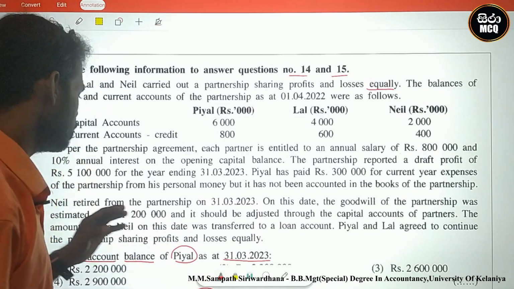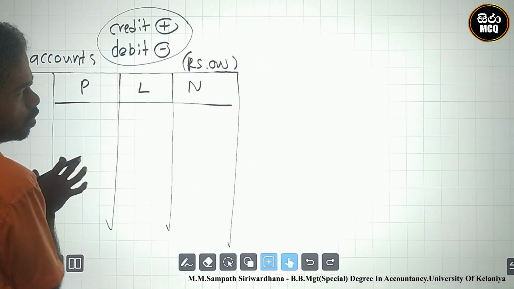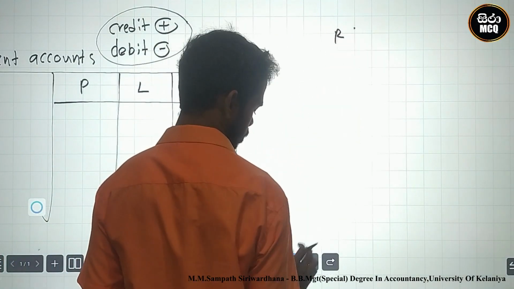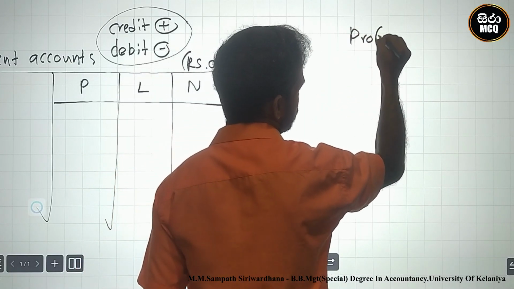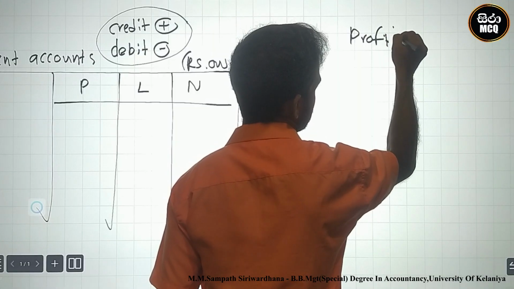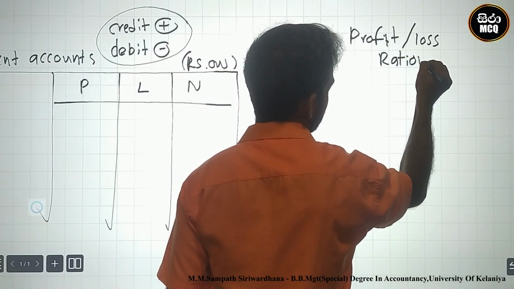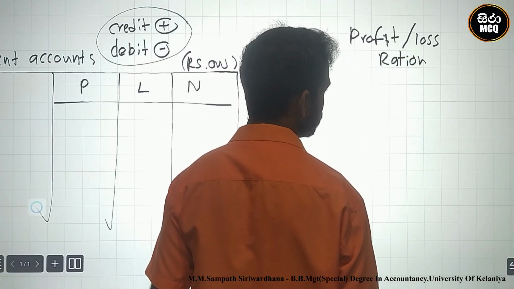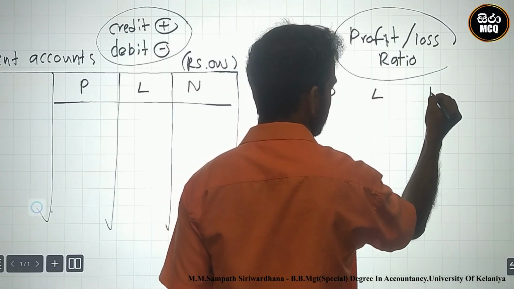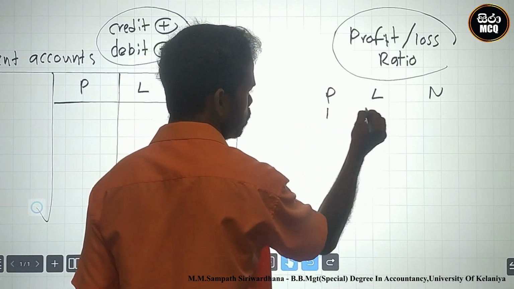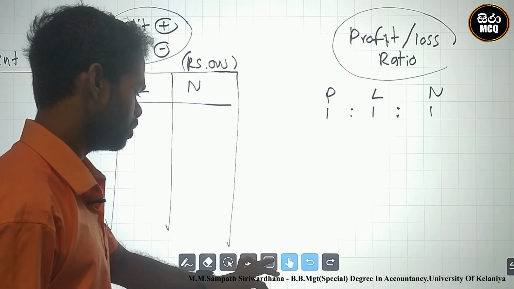Profit or loss equally means there is a profit and loss ratio. The profit or loss ratio among PL, Lal and Neil is equal, which means 1 to 1. This is the equal ratio.